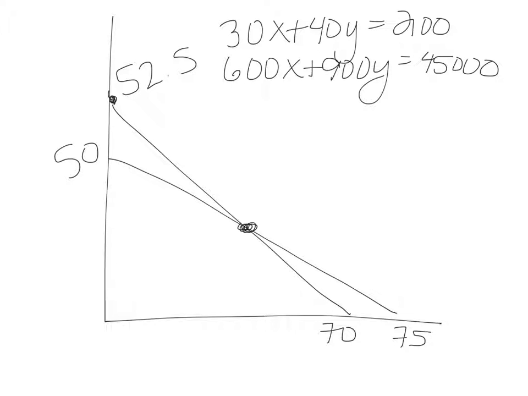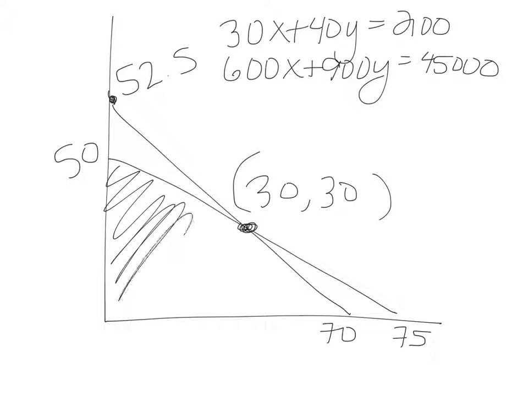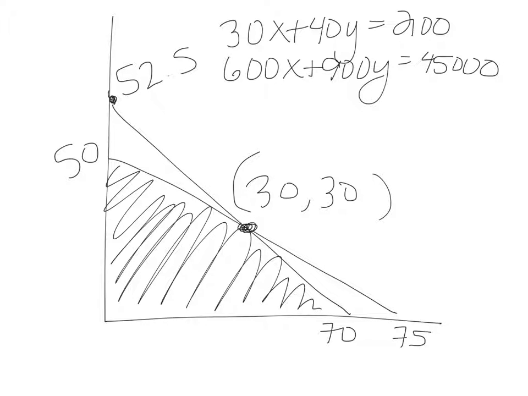All right, so now that you guys have done that, hopefully you found that the coordinates of this point right here are 30, 30. So what we have now is this feasible region, and I know I tell you guys not to do your sketches like this, but I don't have a highlighter here that can fill this in. So this is my feasible region.